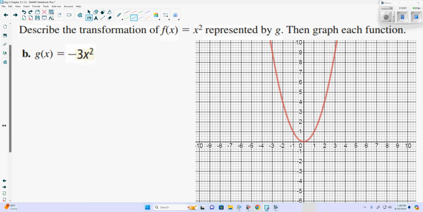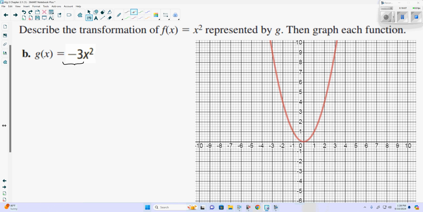Let's look at the next one today. Negative 3x squared. Are there any parentheses? No. So that means there is no horizontal stretch or shrink. There is no reflection across the y-axis. There is no left or right. All we have is the negative 3, yes?